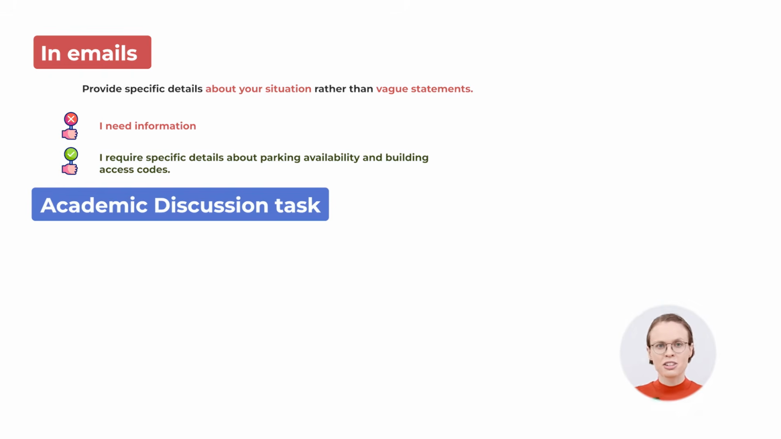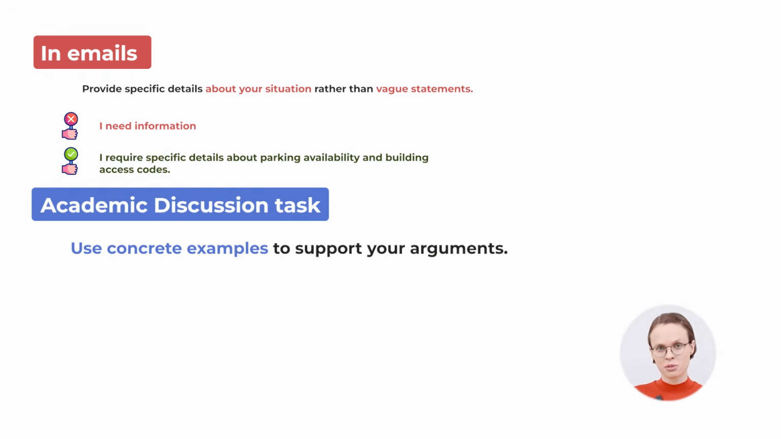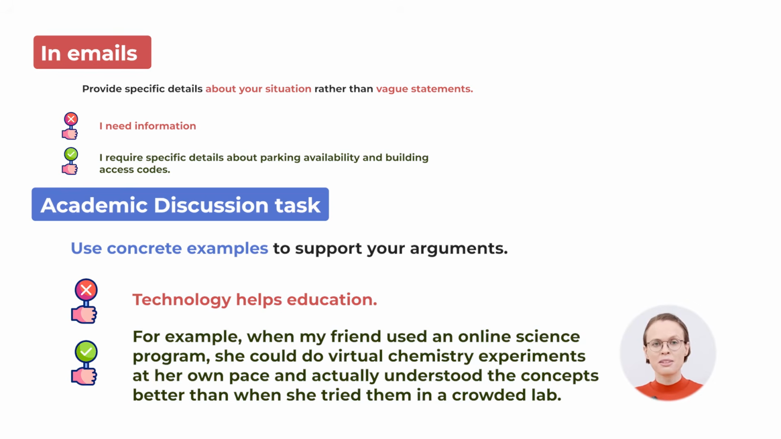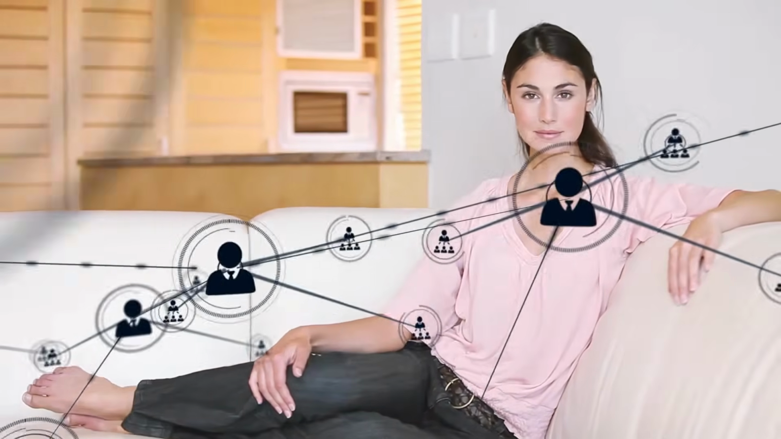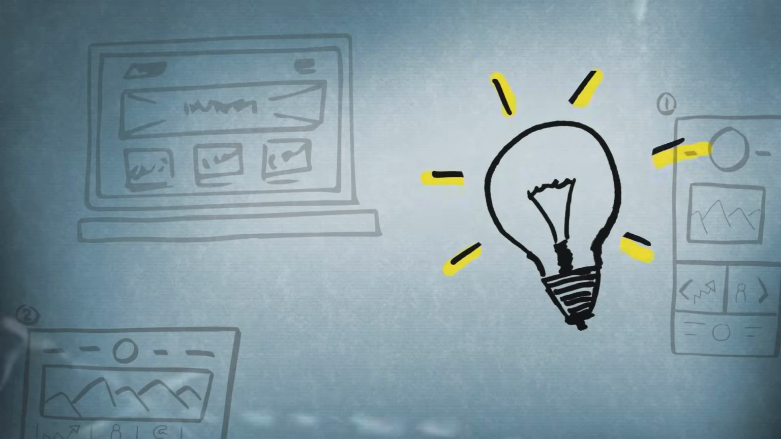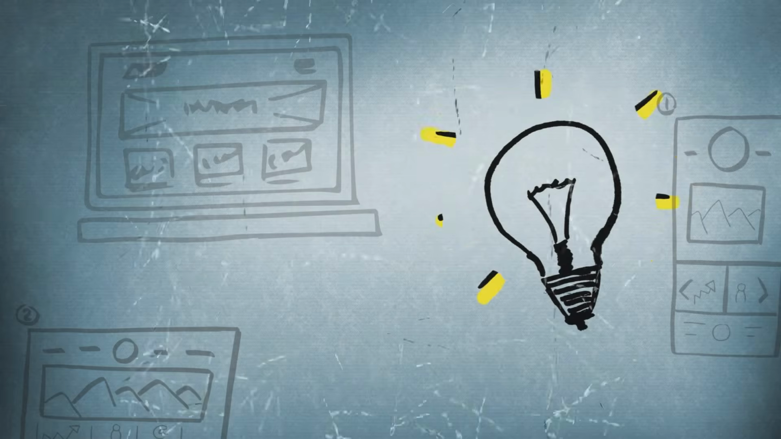For the academic discussion task, use concrete examples to support your arguments. Don't simply write "technology helps education." Rather, elaborate. For example, when my friend used an online science program, she could do virtual chemistry experiments at her own pace and actually understood the concepts better than when she tried them in a crowded lab. You can draw from personal experience or hypothetical scenarios, but make them specific and relevant. This demonstrates your ability to develop ideas thoroughly and provide convincing support for your positions.